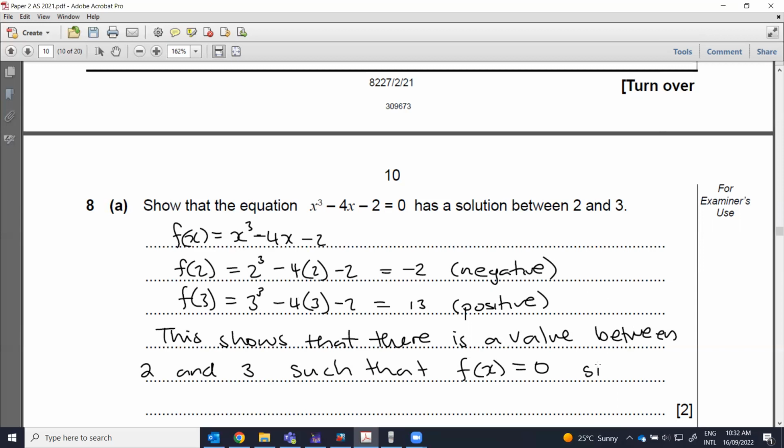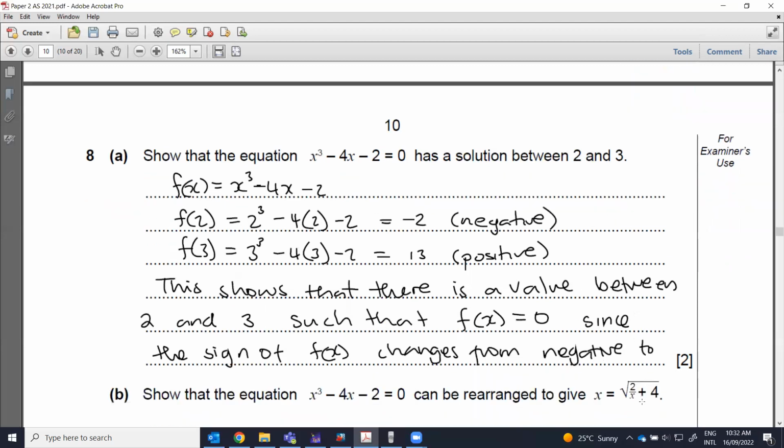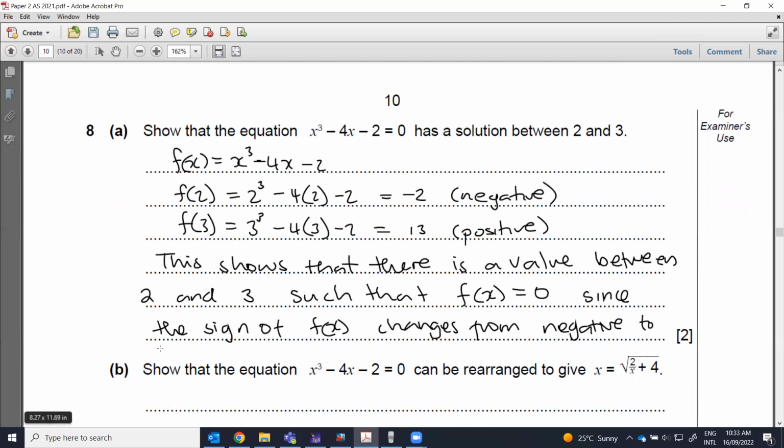Since the sign of f(x) changes from negative to positive, from x = 2 to x = 3.